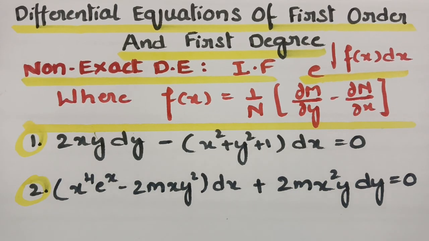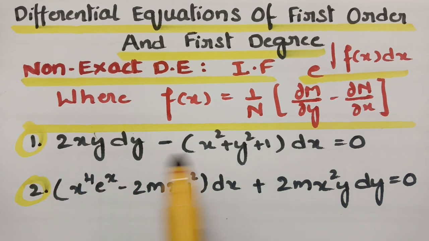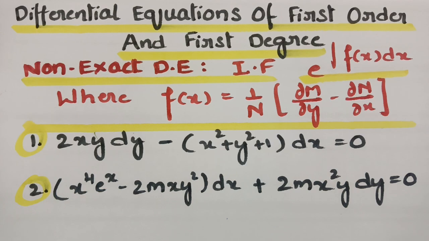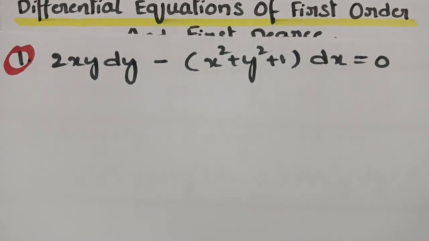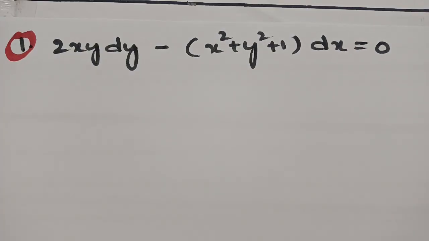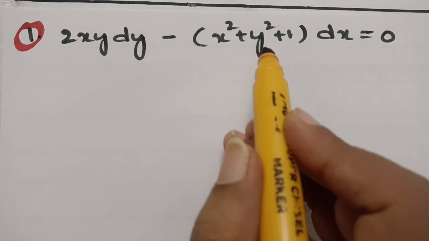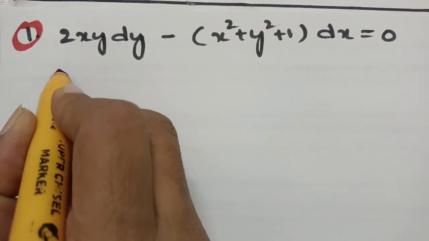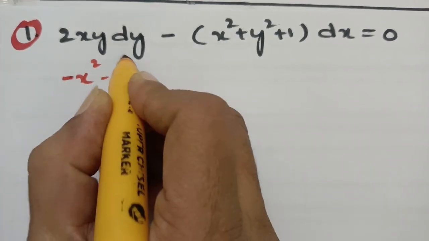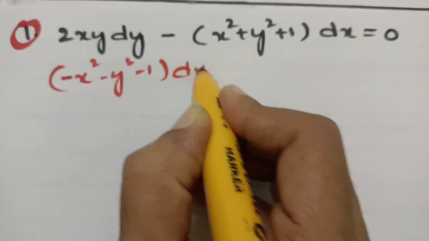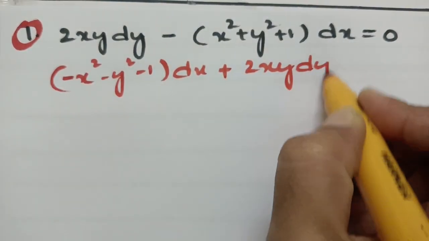Let's get into today's video for solving 2xy dy minus (x square plus y square plus 1) dx is equal to 0. As you can observe, the question should be in the form of m dx plus n dy, so we have to change these terms and solve. The first thing I am going to do is change this in terms of m dx plus n dy. That is minus x square minus y square minus 1 into dx plus 2xy into dy is equal to 0.